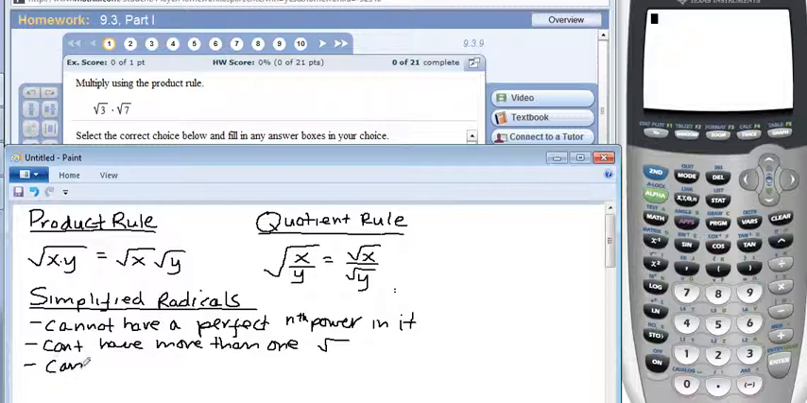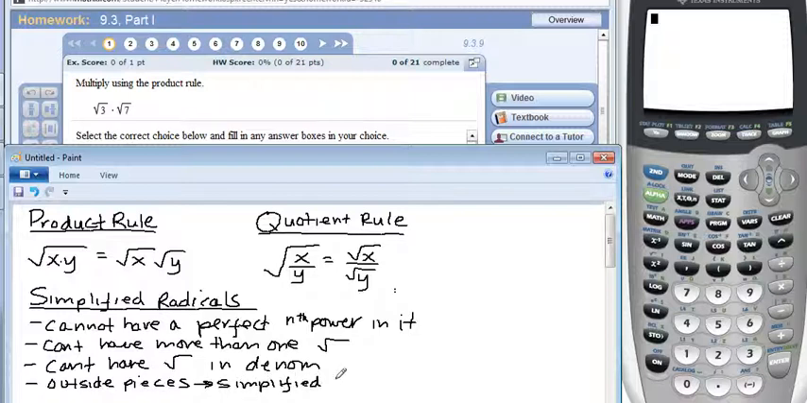Can't have a radical in the denominator. It's a big no-no. And the outside pieces, meaning the parts that come out of the radical, need to be in simplified form. And I think it's just going to be easier to go through these when we hit them than me trying to make stuff up. Okay?